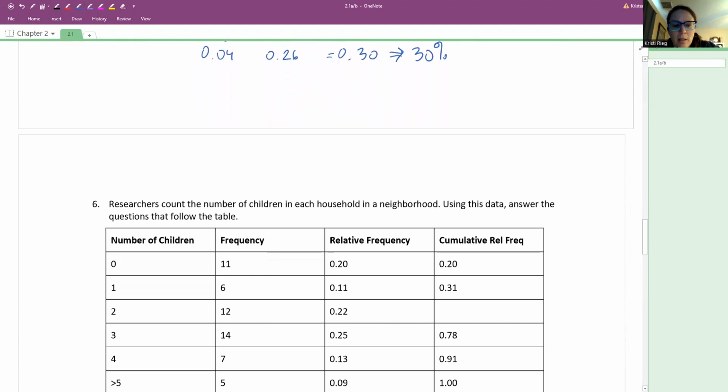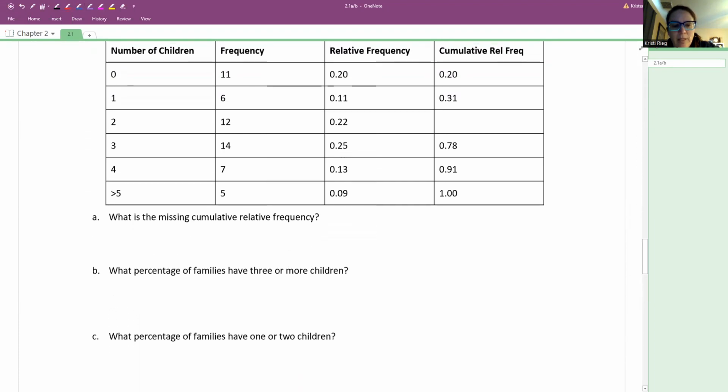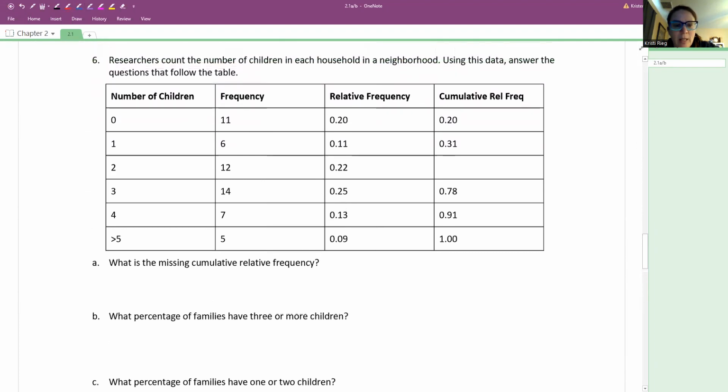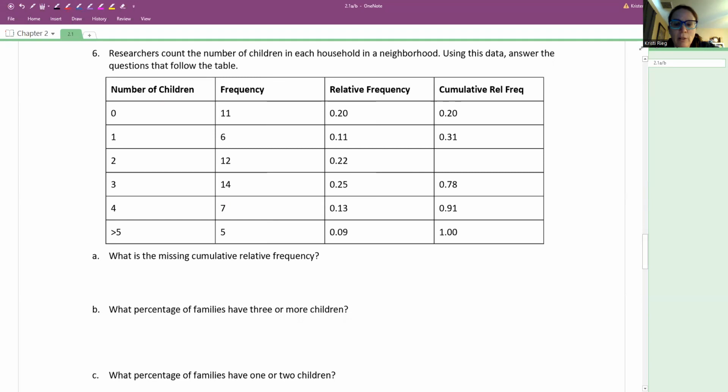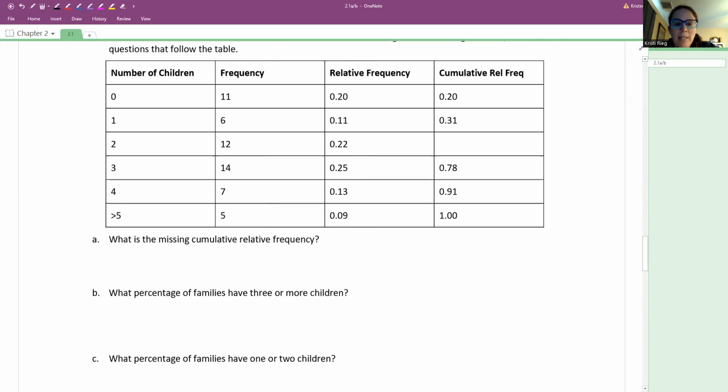Okay. I think this is the last cumulative. Yes, and then we'll move on to histograms. So here we have research count the number of children in each household. Use this data to answer the question below. So first of all, what is the missing number? So we have a cumulative relative frequency here that's missing.